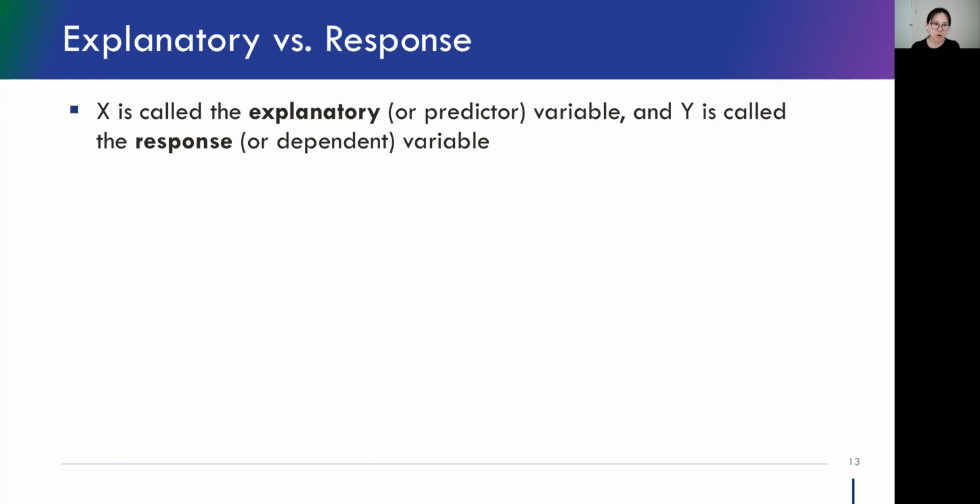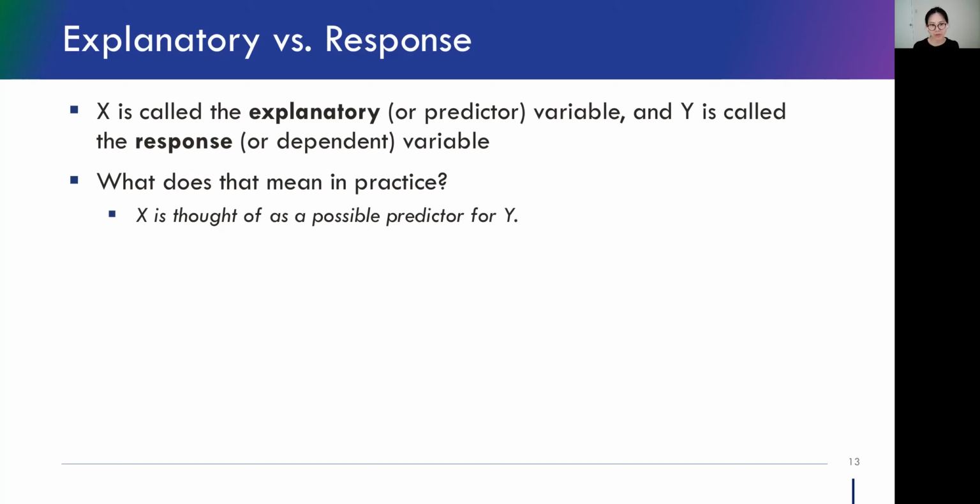Okay, and some more definitions here. X is called the explanatory or predictor variable, and y is called the response or dependent variable. Whichever pair of terms you want to use, people will know what you mean. Well, what does that mean in practice, like explanatory variable, response variable? So X is thought of as a possible predictor for Y. So that's another reason why it's also called predictor.